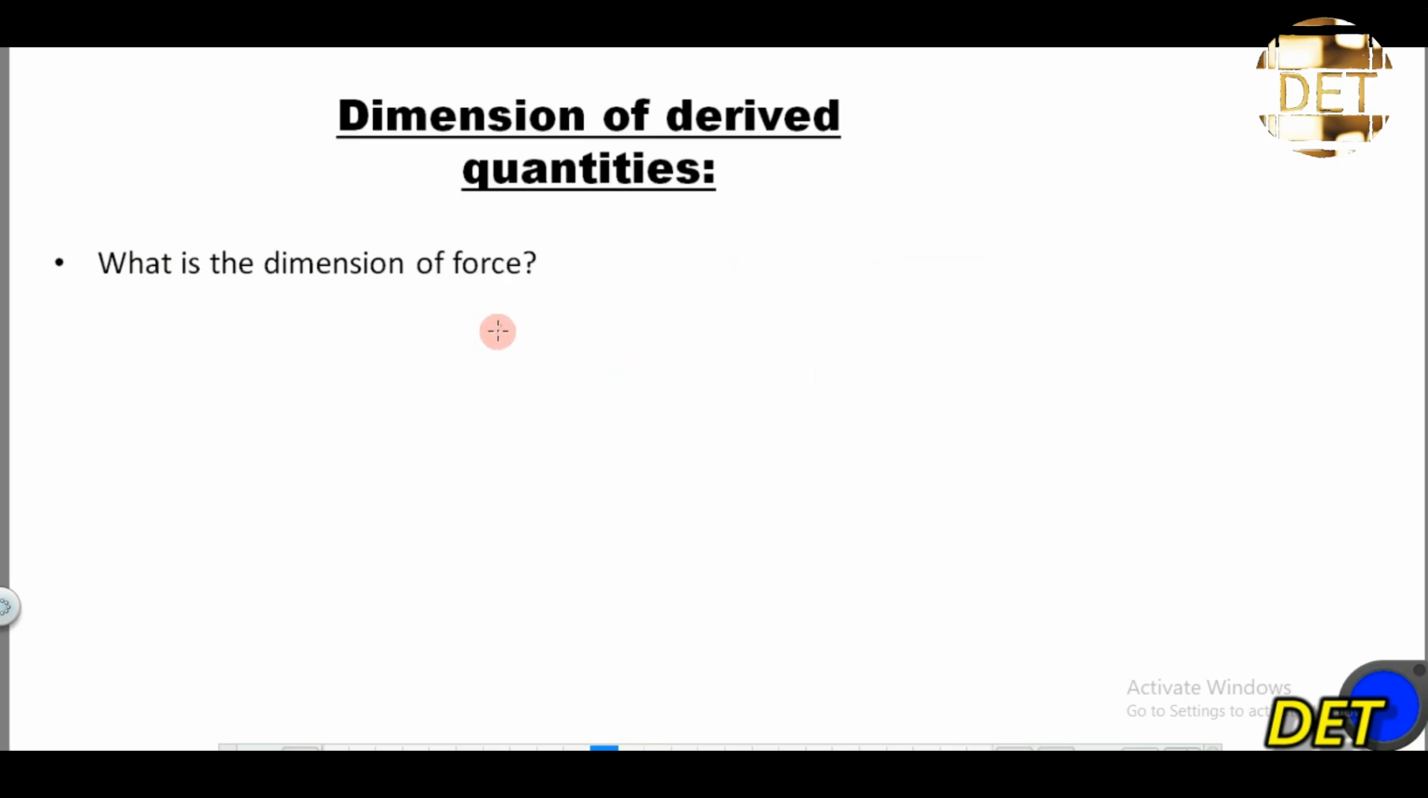Then let's take this last one. What is the dimension of force? So force is equal to mass times acceleration. This is the formula for force. Mass is a fundamental quantity and the dimension is M. Acceleration is a derived quantity, so we're still going to express it in terms of fundamental quantities.